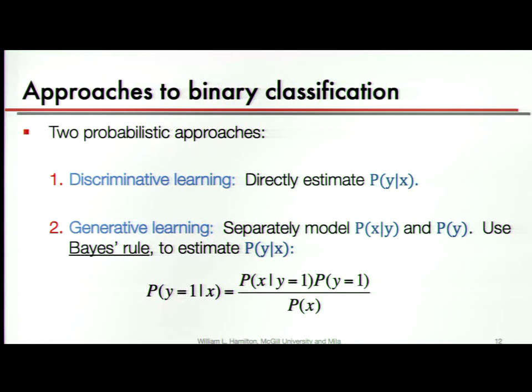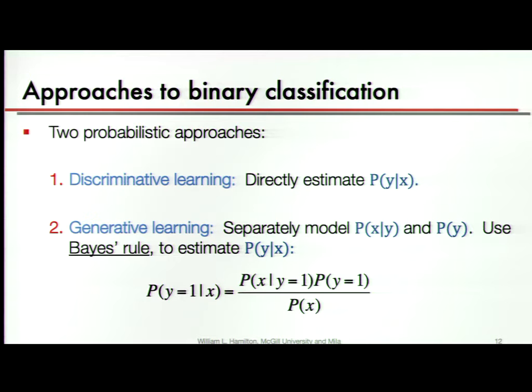In discriminative learning, we're doing in some sense what you'd expect. We're just trying to directly estimate the conditional probability that y equals 1 given our input features. So we're directly trying to estimate p of y given x.